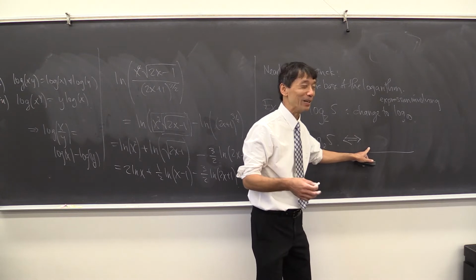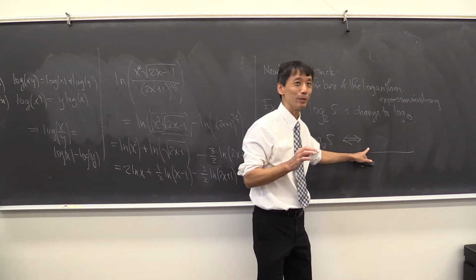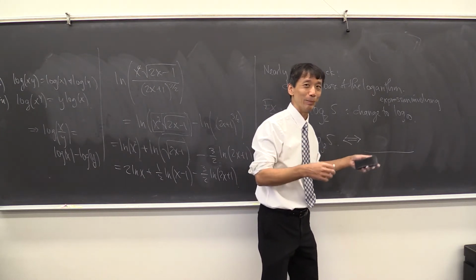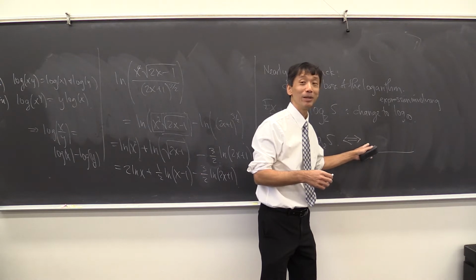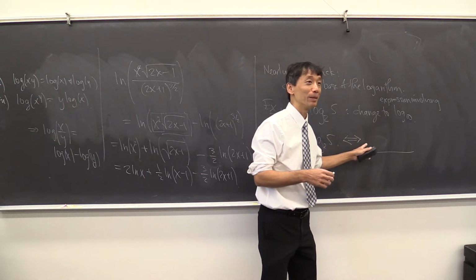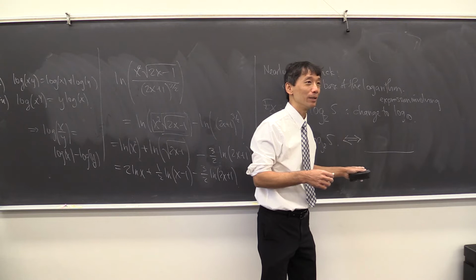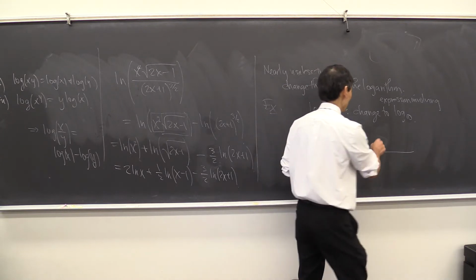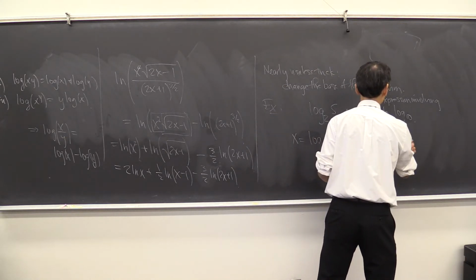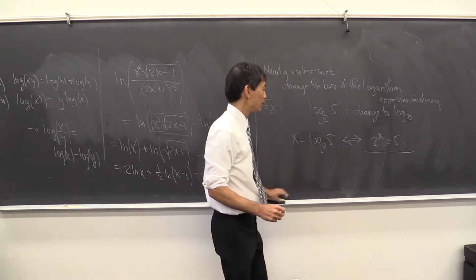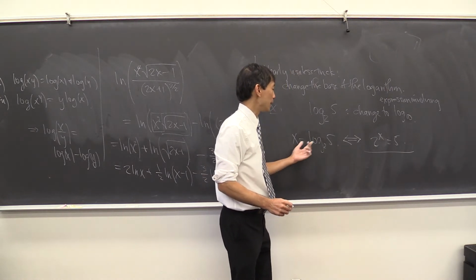Many of you have it right. I heard at least two or three people saying it. Nobody wants to say it? Oh yeah, not at all. 2 to the x equals 5. Right, that's what this says. Log base 2 of 5 equals x.